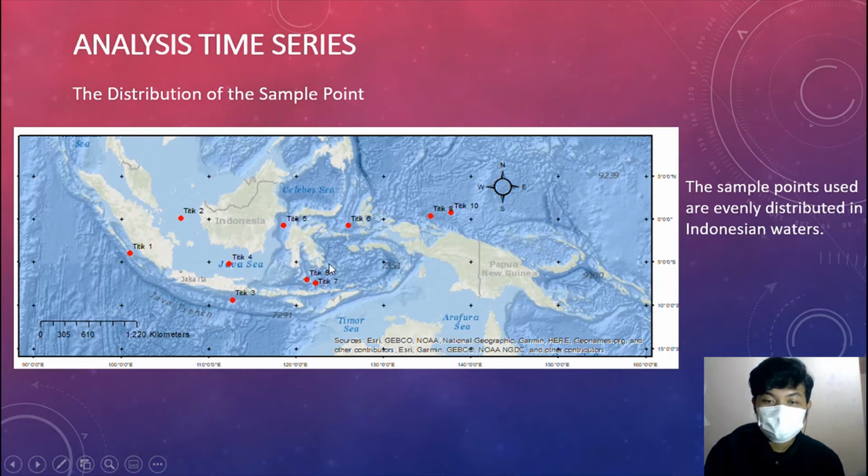The sixth point is on east of the Sulawesi Island. The seventh point is on the north of the NTT province. And the eighth point is on the south of the Sulawesi Island. And the ninth and 10th points are on the north of Papua Island.